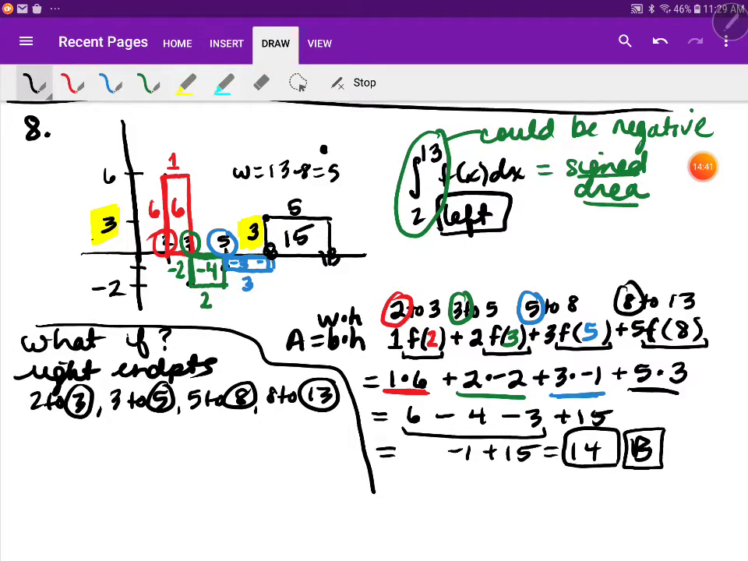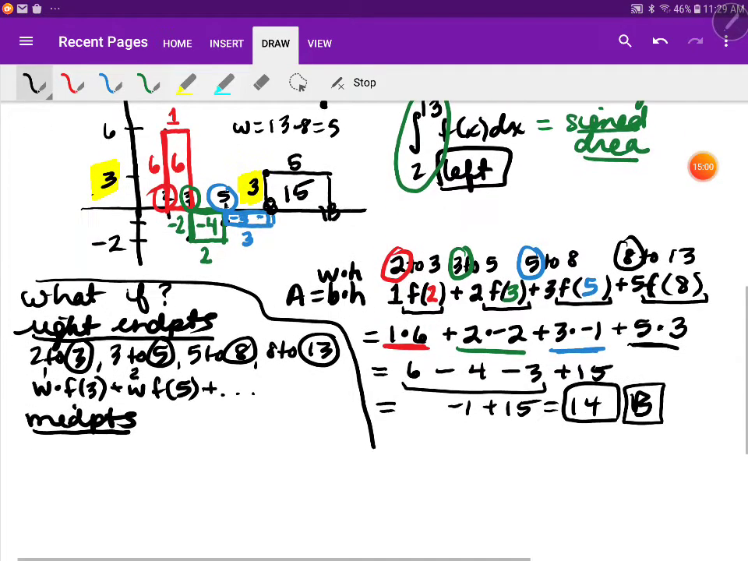Same idea. I multiply the width times f of 3 plus the width times f of 5. But these widths would be different. That width would be 2. That width would be 1. Same thing. Sometimes you have midpoints. So instead of right endpoints, it's midpoints. And then what you would do is for 2 to 3, you would use the f of 2.5. You still say the width is 1.